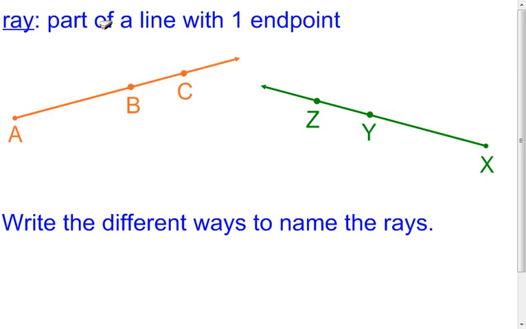A ray, as you see, is going to be part of a line, just like a segment was. But here you have it starting at point A and continuing on through B and C. So we call this ray AB or ray AC, and I'm going to get to that. Similarly with the green ray, it would be called ray XY or ray XZ.